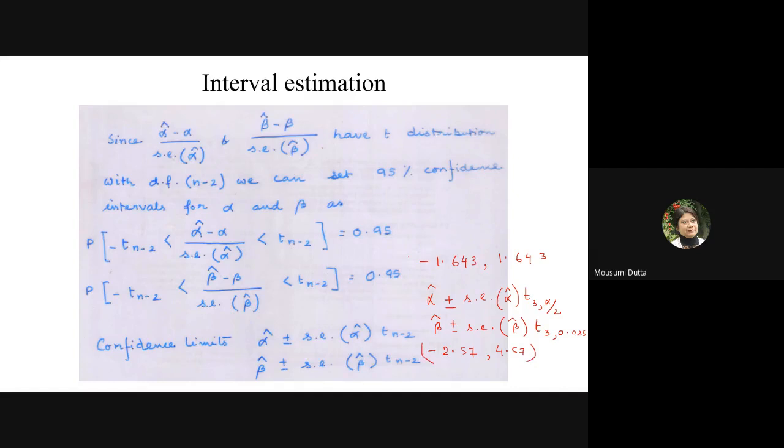So rest of the students please check. T3 0.025 is already with you. You use this in case of hypothesis testing. Very good. I think the values are perfect. However, please do it and let me know whether everybody is getting these values.